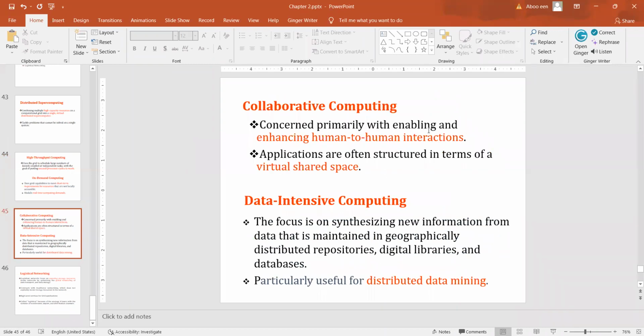Collaborative computing. The term itself has the meaning, it is collaborating, concerned primarily with enabling and enhancing human-to-human interactions. Applications are often structured in terms of virtual shared spaces. So applications are integrated and collaborated, and other components and online resources are linked or integrated collaboratively. They are enabling these computing related activities, collaborative computing.